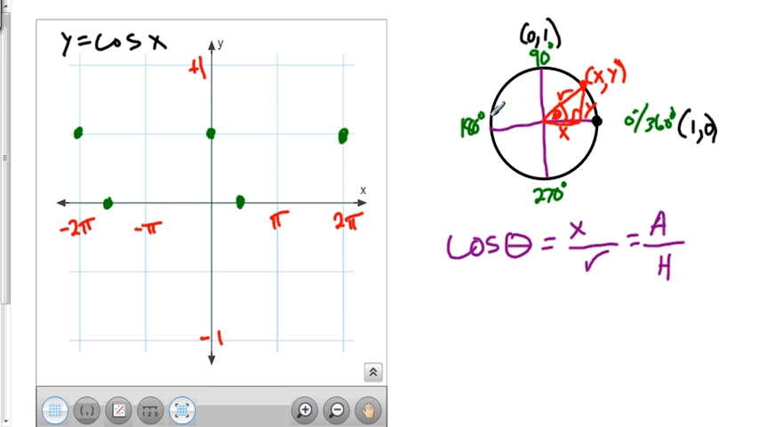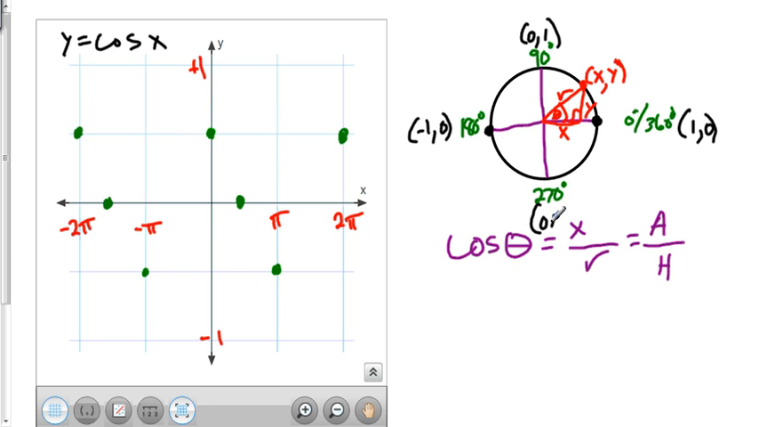Okay, let's find 180. 180 is pi. That's going to be x is negative 1, y is 0. Again, I go to the left 1, I go up 0. So cosine is going to be negative 1 over 1, which is just going to be negative 1. So cosine of pi is negative 1, and 180 degrees is the same angle as negative 180 degrees. Those have coterminal sides.